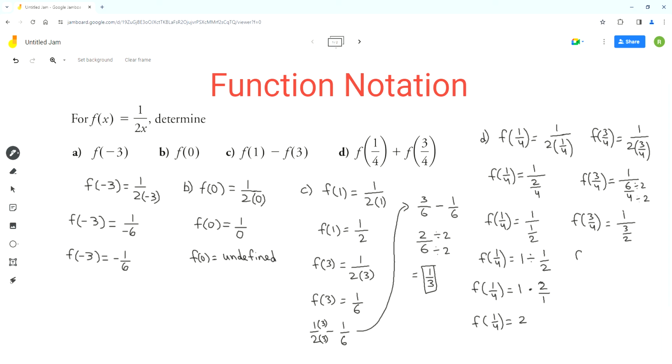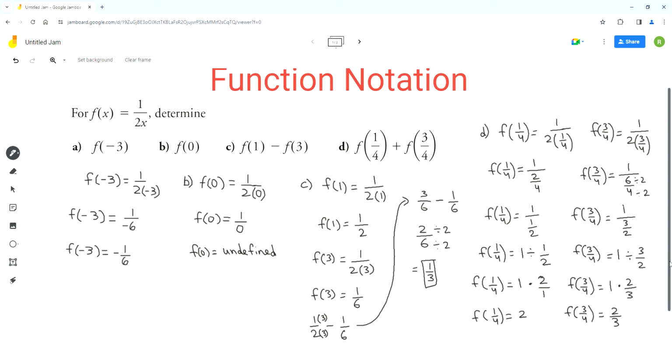So now we can write it as a division statement. So we get 1 divided by 3 over 2, and now we can change it into a multiplication statement. We get 1 times 2 over 3, which is equal to f at 3 over 4 equals 2 over 3. Now we have to find f at 1 over 4 plus f at 3 over 4, so we can add these values.